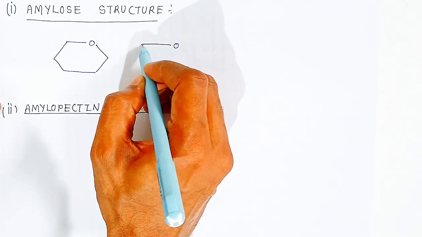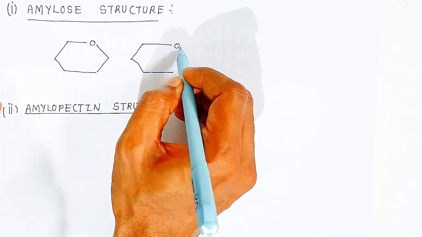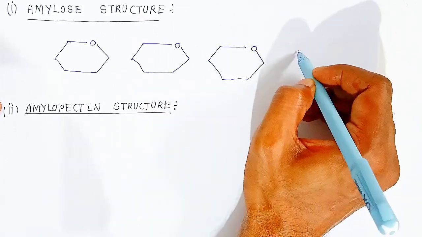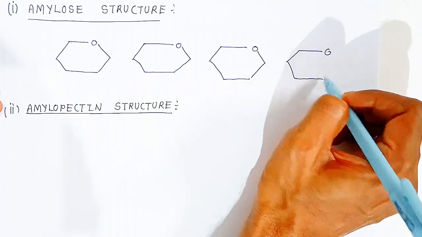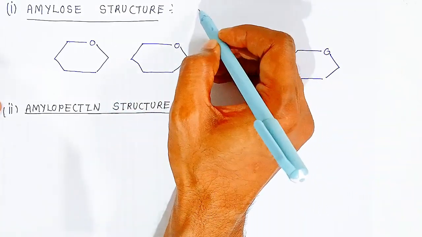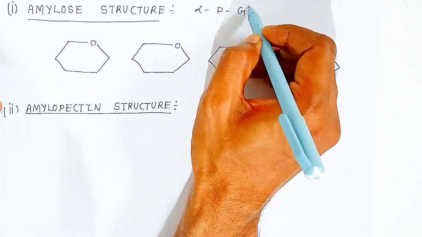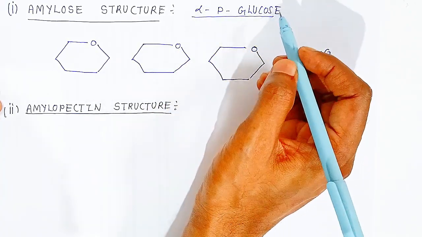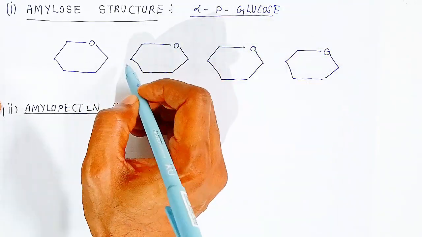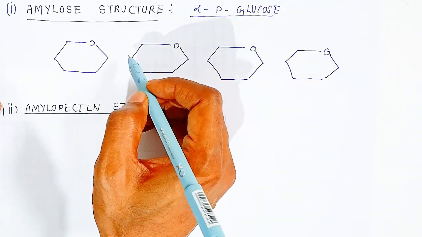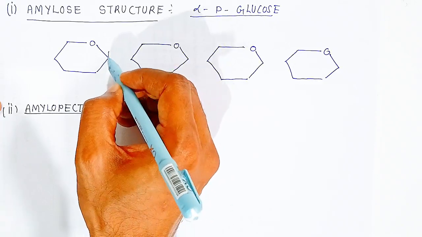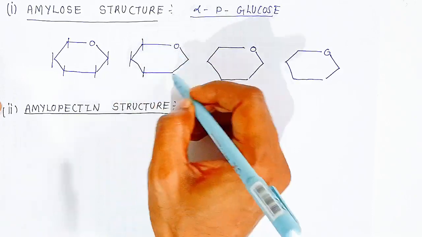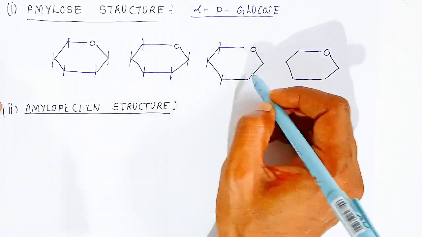So this is the first pyran ring, this is second, third, and this is what? Fourth pyran ring. Understanding students? Now because it is a polymer of alpha D glucose, and which linkages are there students? 1,4 glycosidic linkages. So this way students, because carbon is tetravalent, you have to fill the valency like this. So this way students, you have to draw the structure.